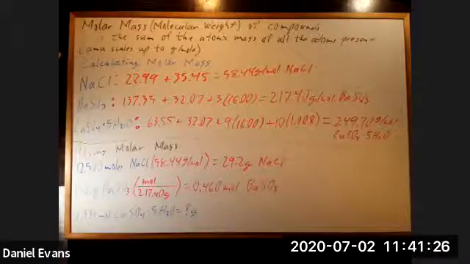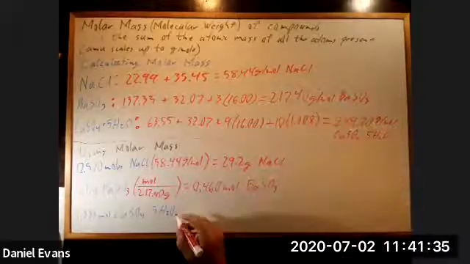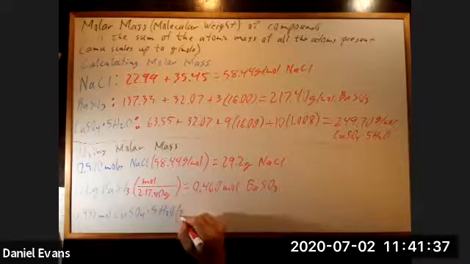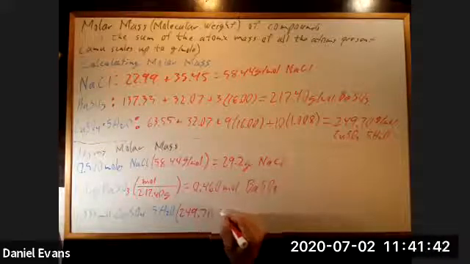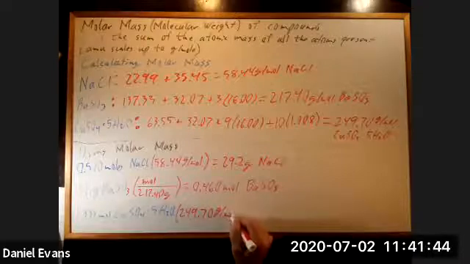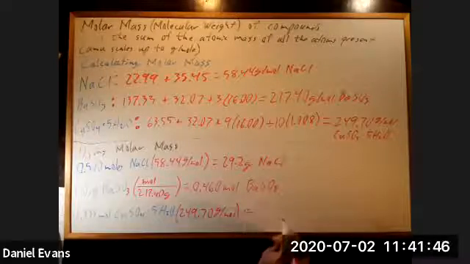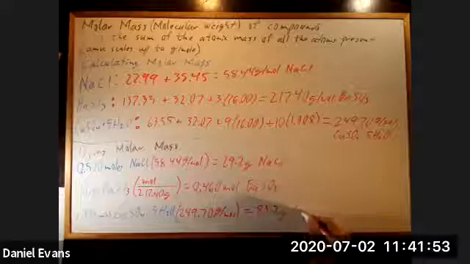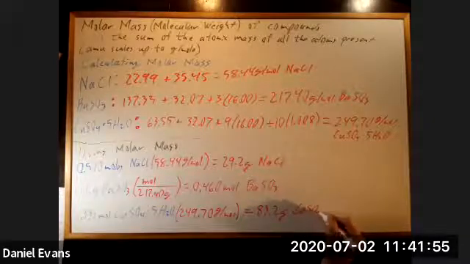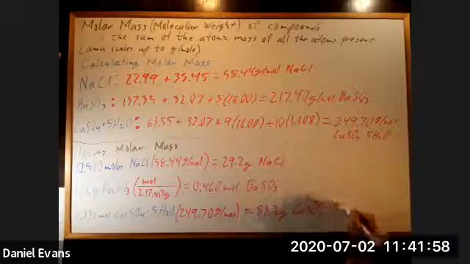So the last one, if we have 0.333 moles of the copper sulfate pentahydrate, how many grams is that? Moles times grams per mole will give us grams. So we're going to multiply these together. Run that through our calculator, and we end up with 83.2 grams of the copper sulfate pentahydrate.